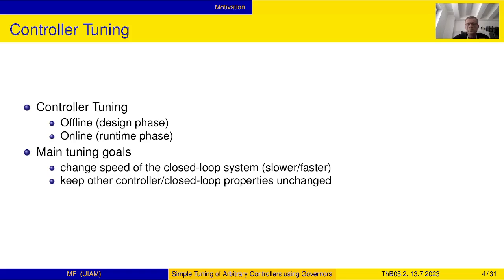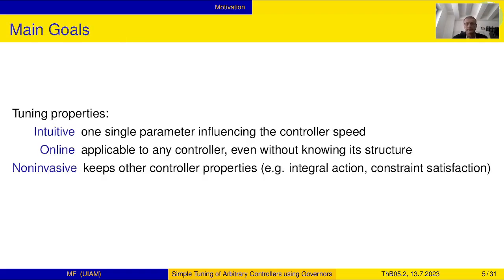So the main tuning goal of this approach is to have a system that makes it possible to change the speed of the closed loop system, so make it slower or faster, and also to keep all other properties of the closed loop system unchanged, for example, integration properties, constraints handling, and so on.